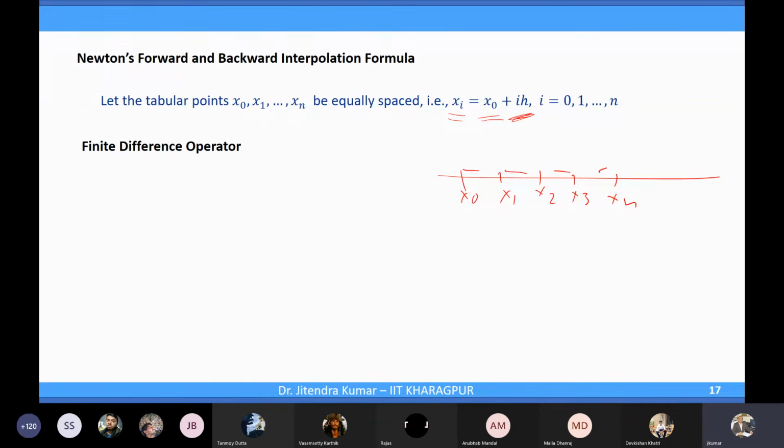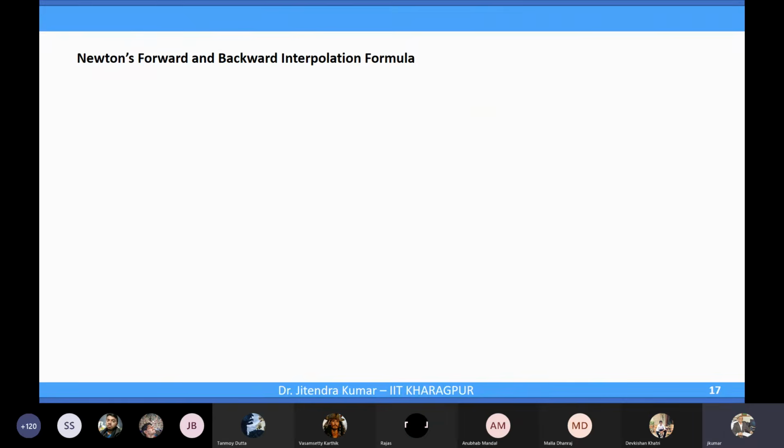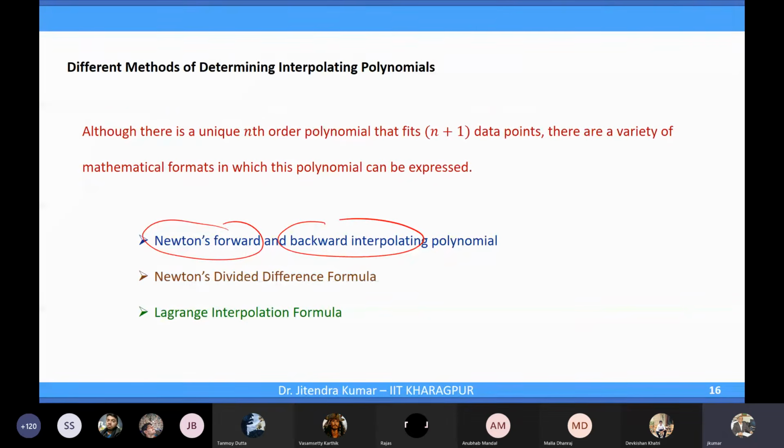Let me point out here that the Newton forward and backward interpolation formulas use equally spaced data points, whereas in these other two we can use anything general. You don't need to take equally spaced data points. Whatever data points are given, with whatever differences in between, you can always apply the Lagrange or Newton's divided difference formula. But for Newton's forward and backward, the points must be equally spaced.